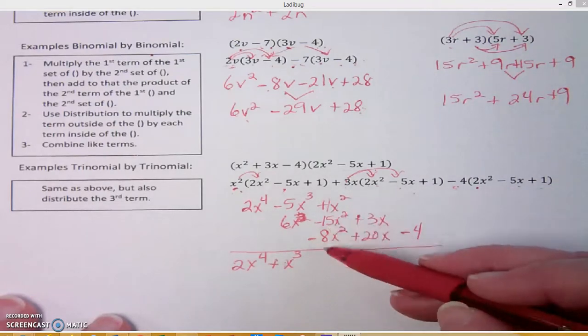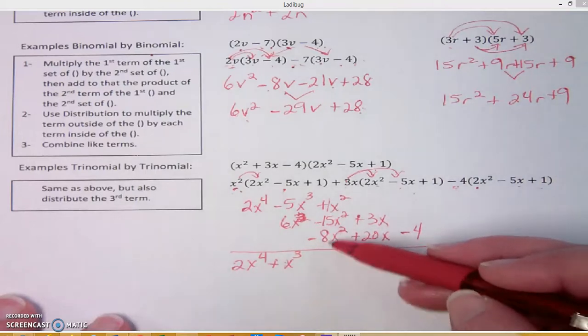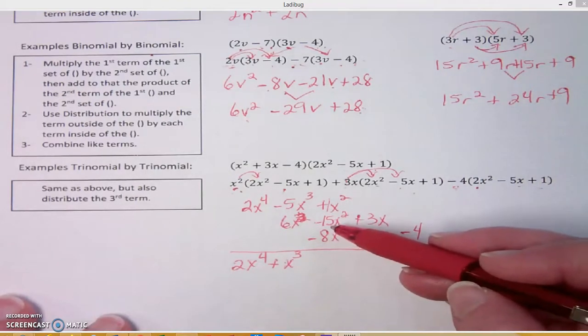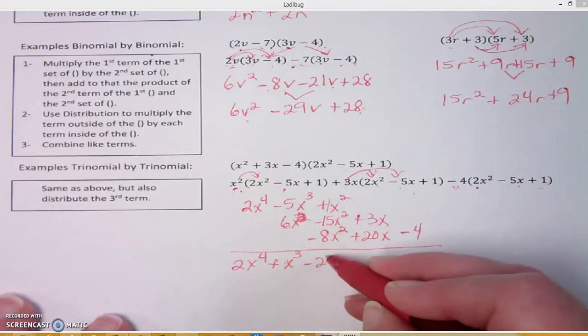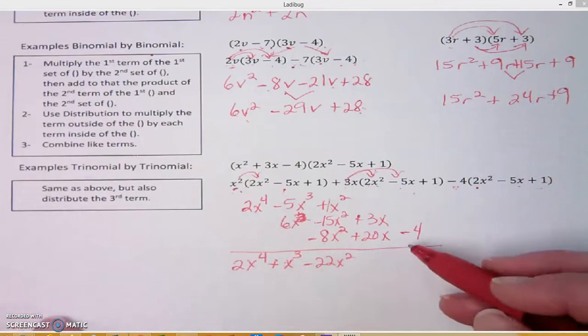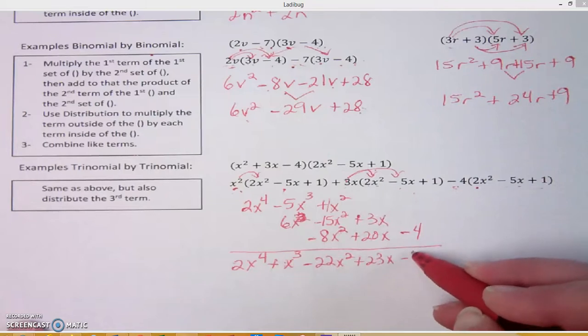So -8, I'm going to go backwards. -8 and -15, they have the same sign. So 8 and 15 is 23. So I have a -23 and a +1. That'll give me a -22x squared. 3 plus 20 is 23x, and then minus 4.